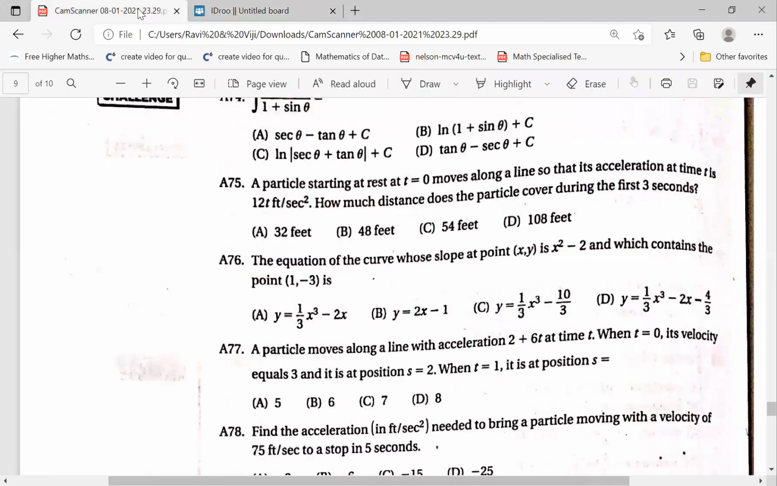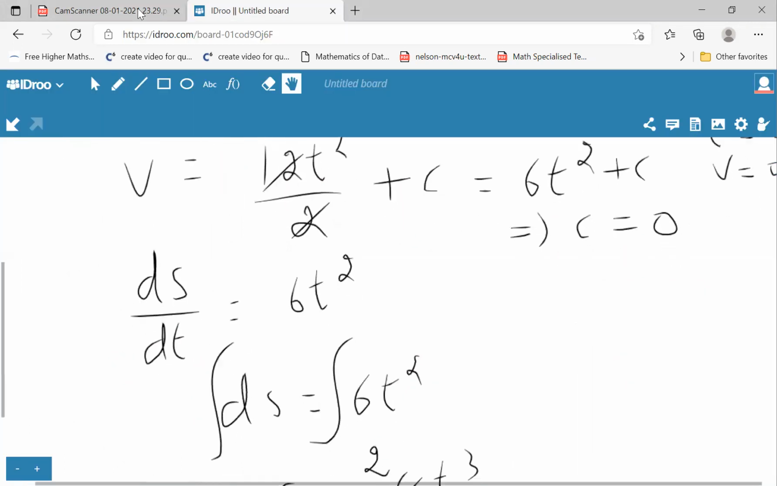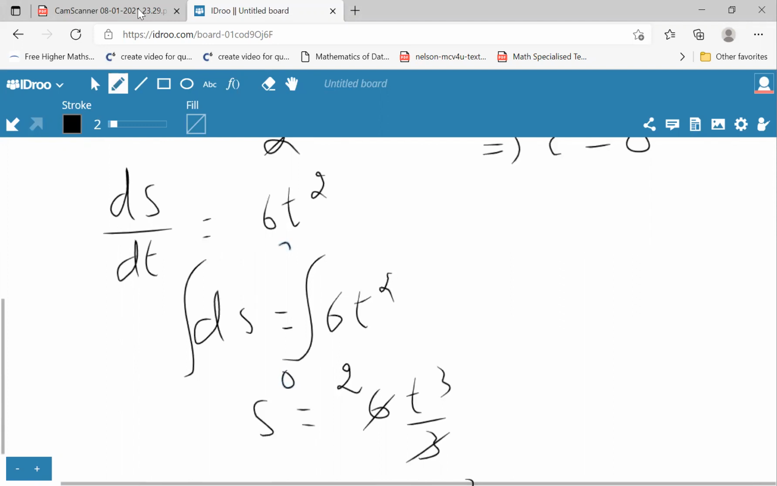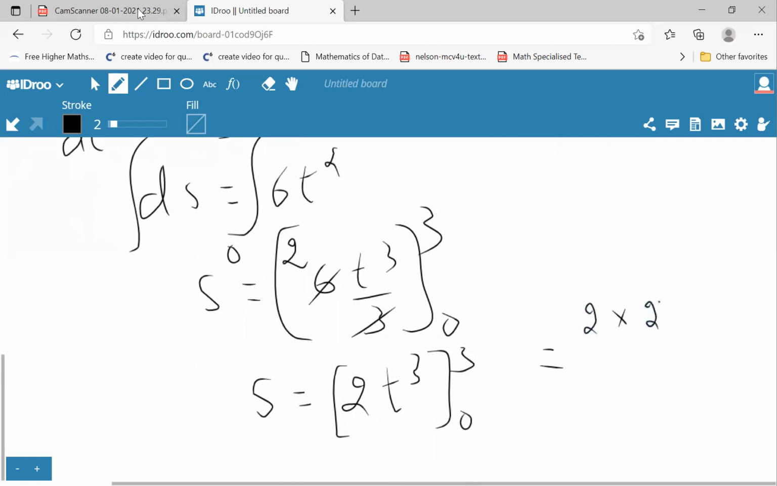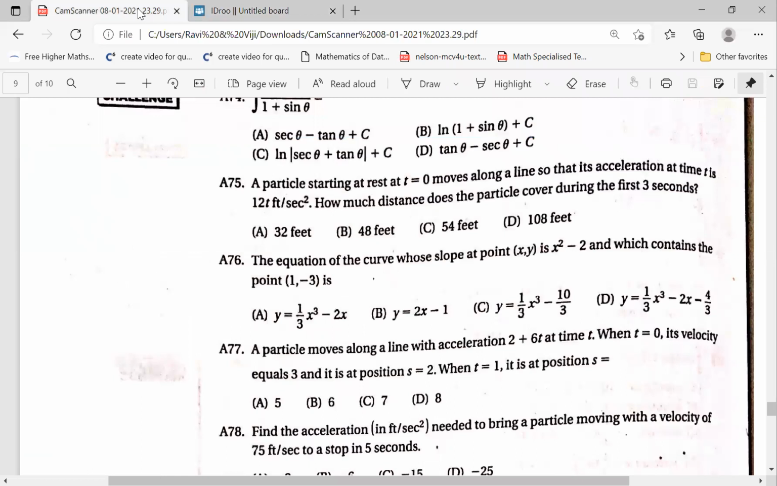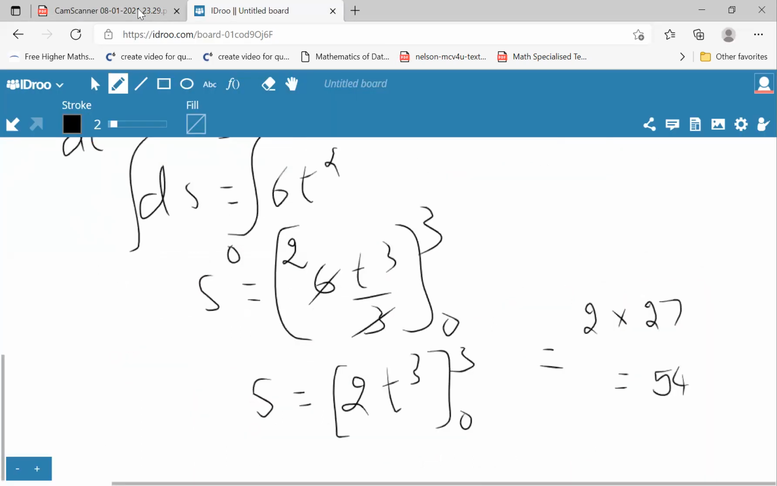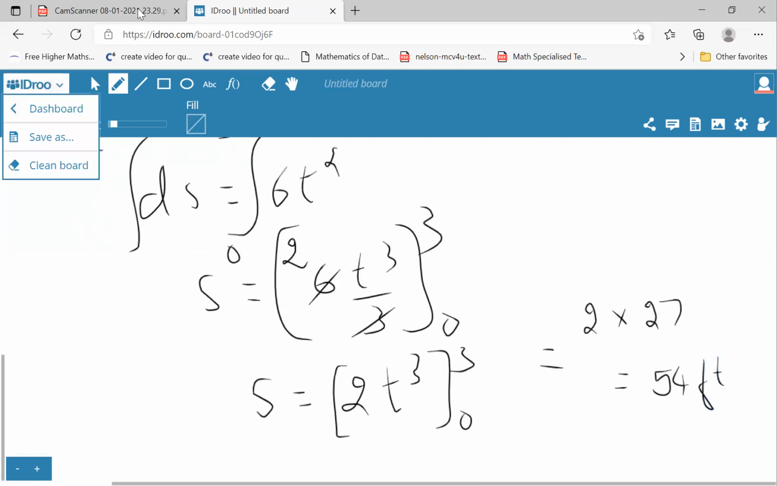Now looking at the problem, he says, how much distance does the particle cover during the first 3 seconds? That means the limit is now going to be 0 to 3. All right, 0 to 3. So s is equal to the integration from 0 to 3 of 6t squared. When we integrate, the limits are 0 to 3. So that would give you 2 into 3 cubed, which is 27, which is equal to 54 feet. So C is the correct option.